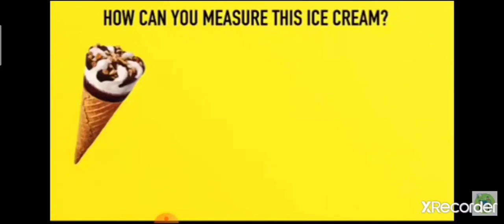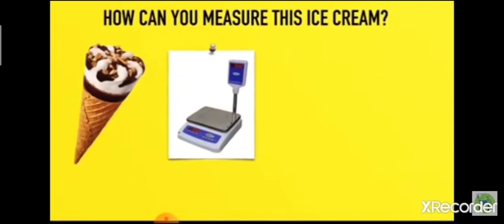Suppose I give you a weighing machine. So we can put this ice cream cone on this weighing machine and we can measure the weight of the ice cream. So what we'll get is the weight of the ice cream. So this is how we can calculate the mass of the ice cream. Vazan means mass. So in science we say mass means weight.